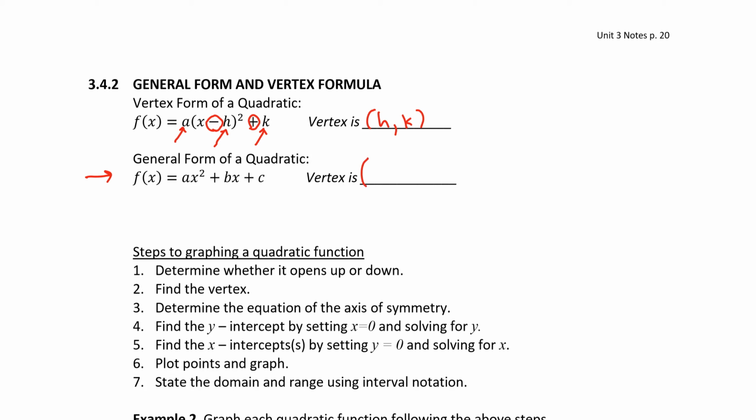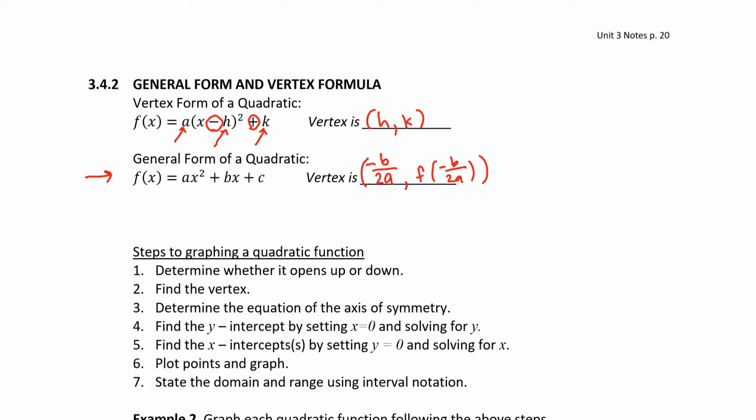To find the vertex of a quadratic function in this form, we're going to calculate x equals negative b over 2a and y equals f of negative b over 2a. This is a formula that you will want to memorize. We'll be using this often.